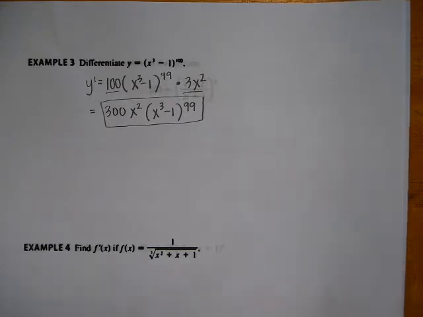All right, so let's move on and look at example 4. So for example 4, we're doing the same thing, okay? And this time we have 1 over the cube root of x squared plus x plus 1. So again, you could do the quotient rule on this, but if you did the quotient rule, you would still have to do the chain rule within that.